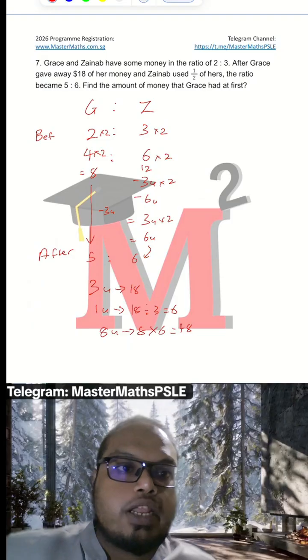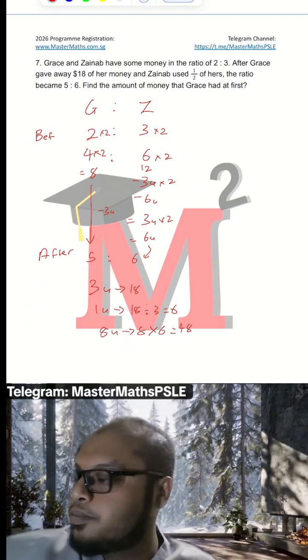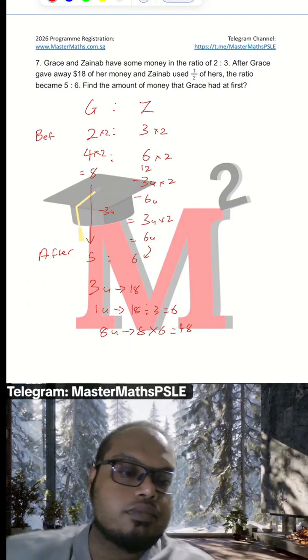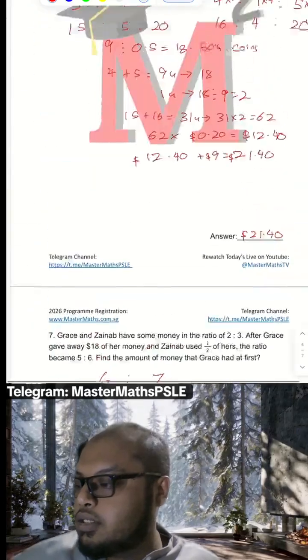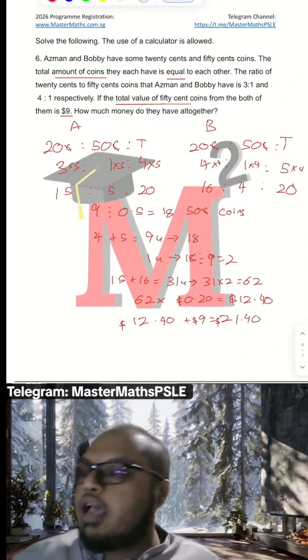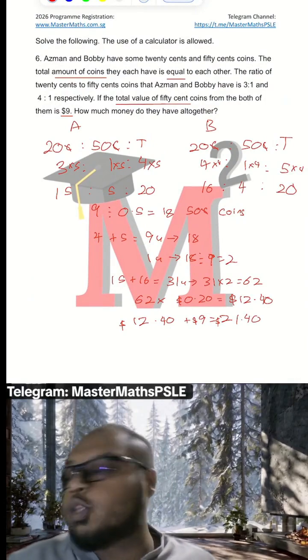Anyone else got any other question to ask? Okay, if not, we can go to question 6. Question 6 is the one about total, right?